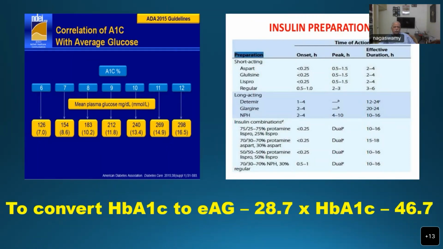To convert HbA1c to estimated average glucose, the formula is 28.7 multiplied by the HbA1c minus 46.7. So 0.7 is common to both; 28 and 46 you have to remember. Multiply the HbA1c by 28.7, subtract 46.7 from that, and you will get the estimated average glucose.